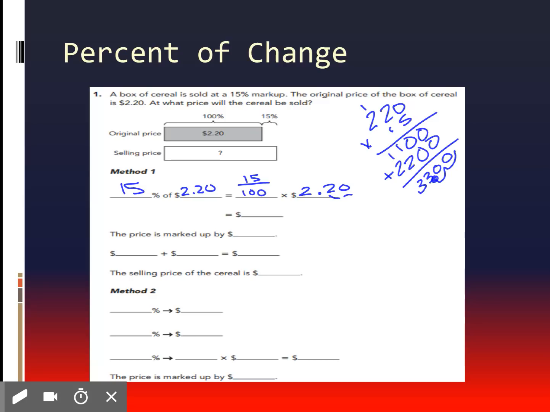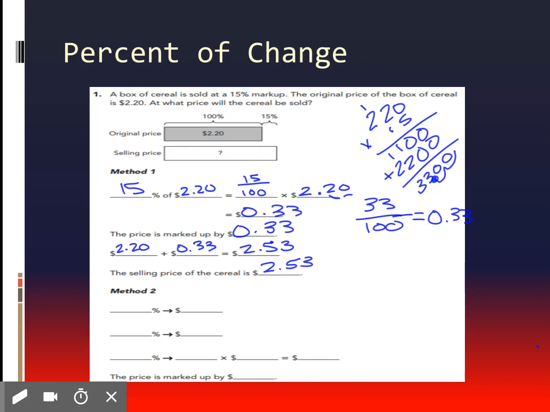So the markup in this example, it's actually 33 over 100. And then to divide that, it equals 0.33. So the markup is 33 cents. So the price is marked up by 33 cents. So now the total price is the original, $2.20, plus the 33 cents. And it is $2.53. So the selling price of the cereal is $2.53.